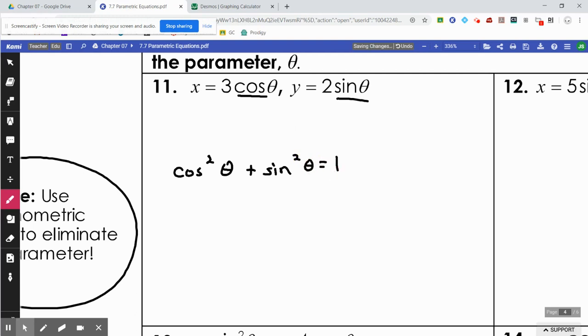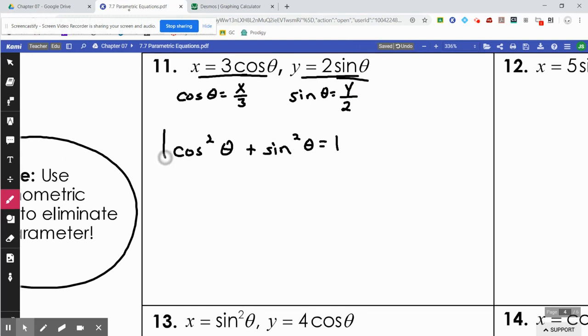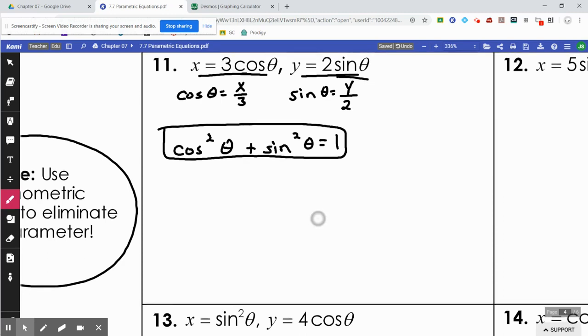So what we're going to do is take these x and y values up here and solve them for cosine and sine. We know that the cosine of theta from our first one is equal to x over 3. And the sine of theta from my second parametric equation up here is equal to y over 2. So all we're going to do is take this trig identity, which we know relates cosines and sines, and plug in what cosine and sine are now equal to. And then we have completely removed our cosines and sines.